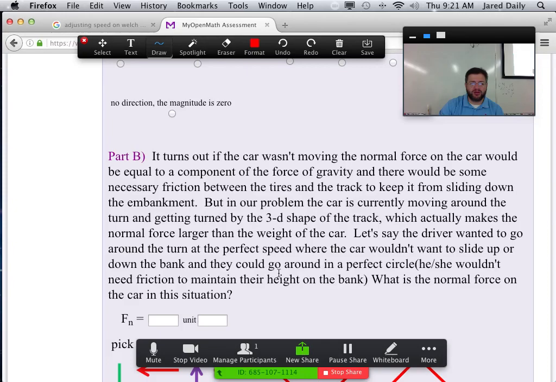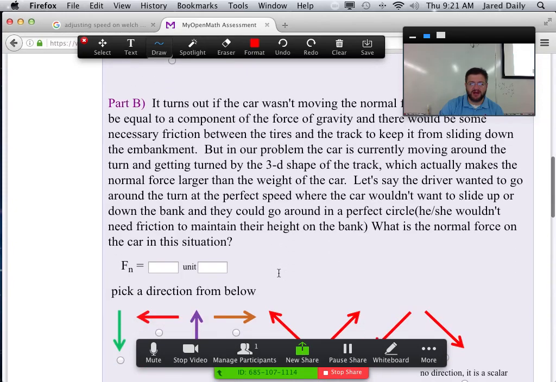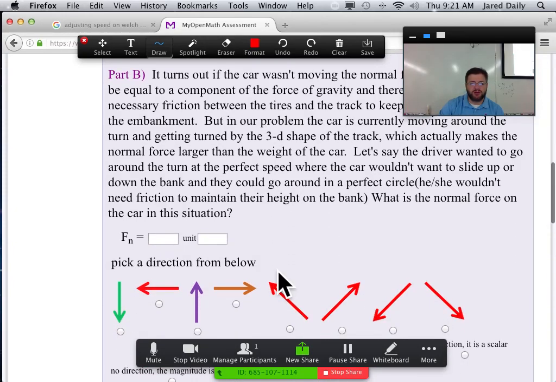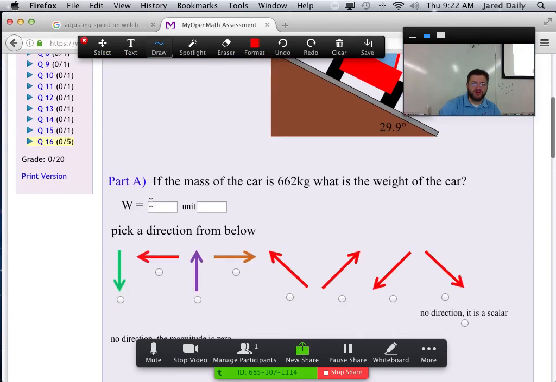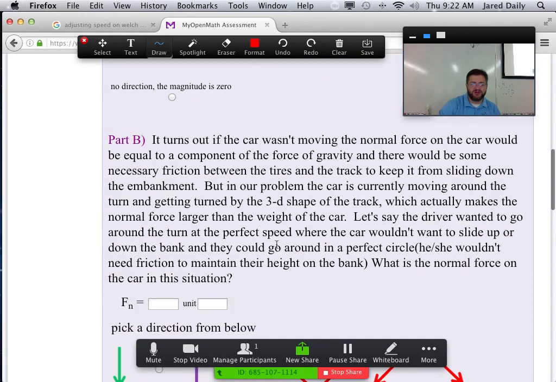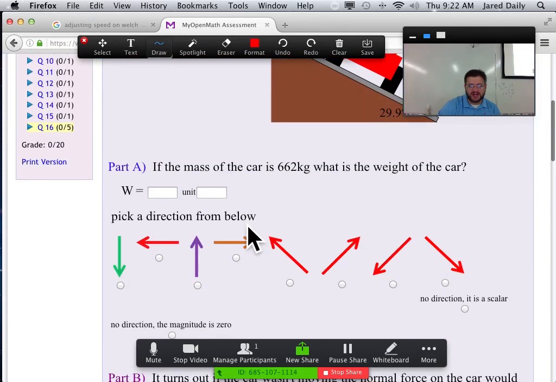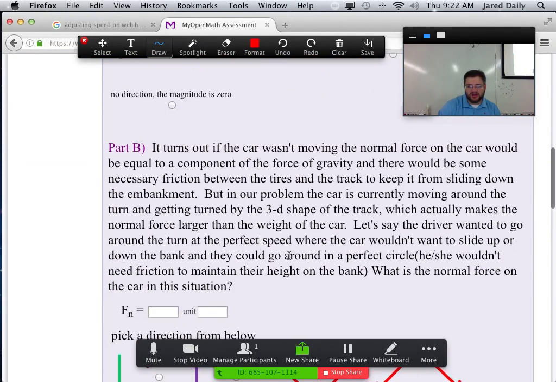Let's say the driver wanted to go around a turn at the perfect speed where the car wouldn't want to slide up and down. So what's the normal force on the car in this situation? Well, in that case, since the car is now moving, we have to assume that there is a centripetal force that is equal to what we understand about the centripetal force of a car moving at a particular radius of track. What do they say about the radius of the track here? Or do they say anything about that?